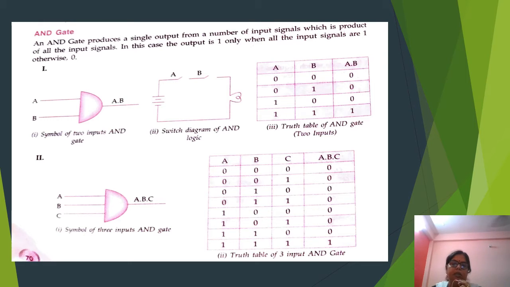Now the AND gate. As I have told you, there are three fundamental logic gates. First is NOT, then OR gate, and the last one is your AND gate. The AND gate produces a single output from two or more input signals, which is the product of our input signals. You all know that AND is a product. In this case, the output is 1 when all the input signals are 1, otherwise the output is 0. This is the sign of your AND, you can say it looks just like a D. This is the symbol of your AND gate.